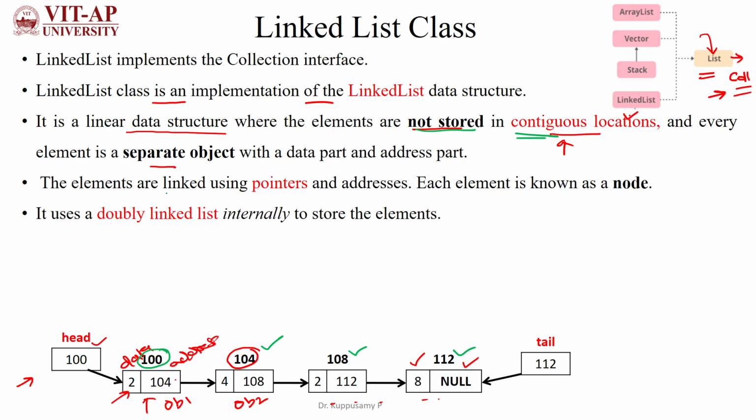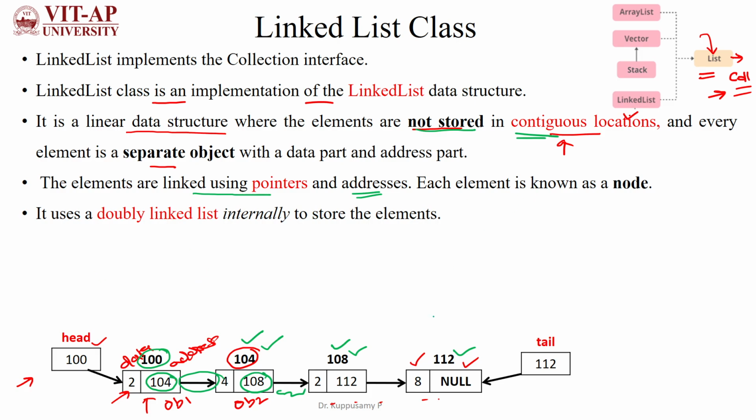The elements available in the linked list are linked using pointers. This arrow represents the pointer here, which links the nodes with the help of addresses. You see node 1 has the address of the second node, and the second node has the address of the third node. Like this, by using the address field, each node is linked by pointers.